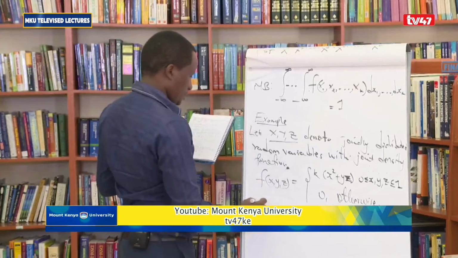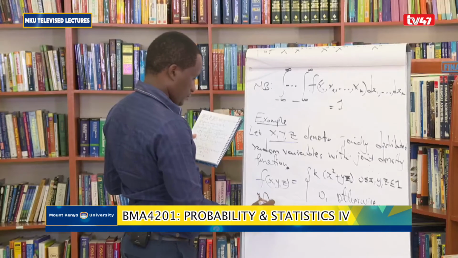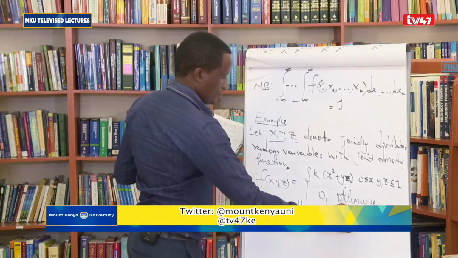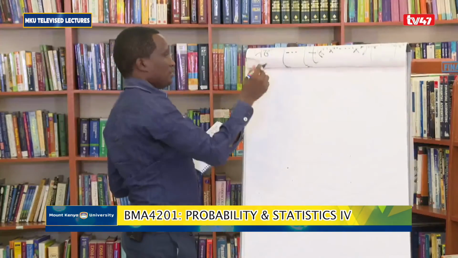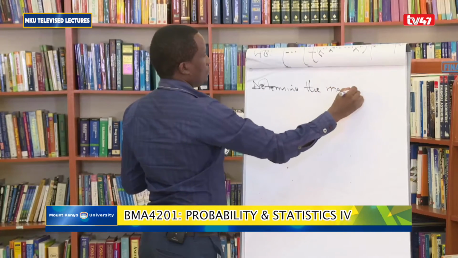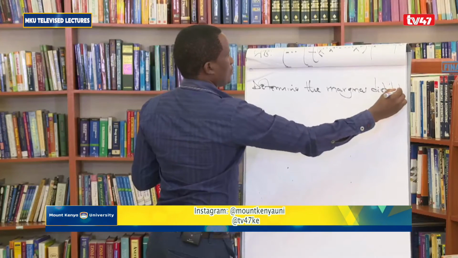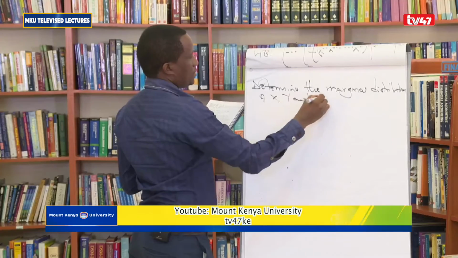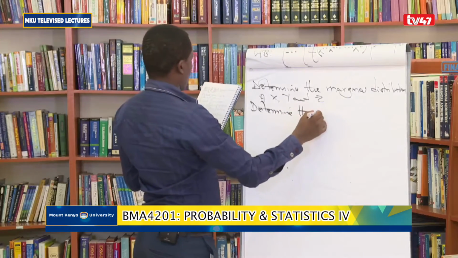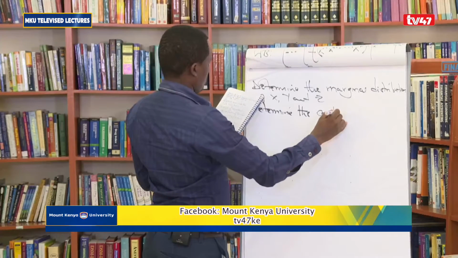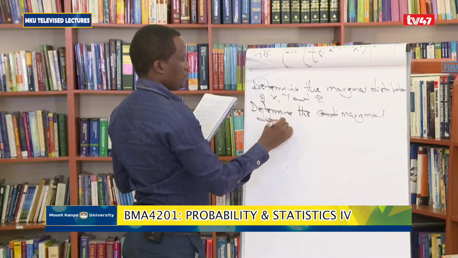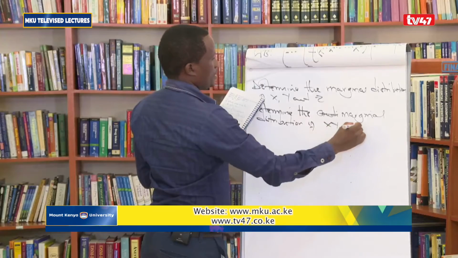Now we would like to determine the value of k. We also want to determine the marginal distribution of x, y, and z, and we also want to determine the conditional, the marginal distribution of xy, xz, and yz.